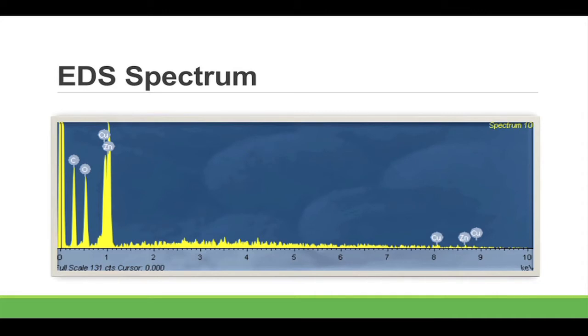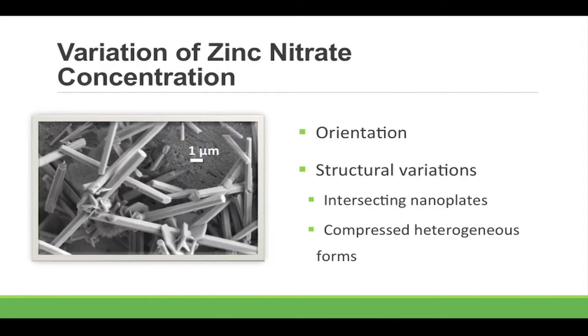Next, we have an EDS spectrum of these structures, which we use to confirm the elemental composition. And you can see that we have distinct peaks for zinc and oxygen. You can also see in this image that you have a carbon peak and a copper peak. The carbon is from the carbon tape that we use in our FESEM equipment, and the copper is from the copper substrate.